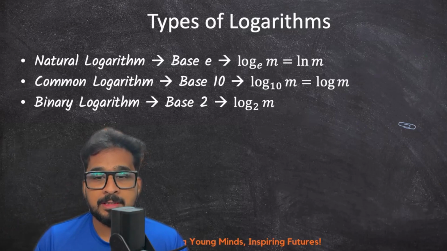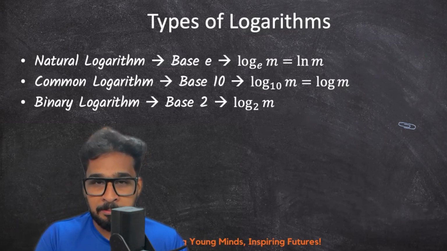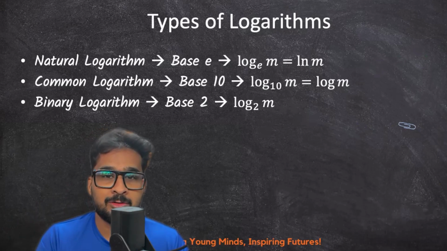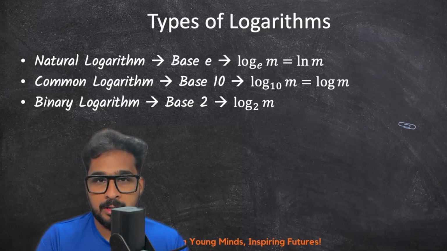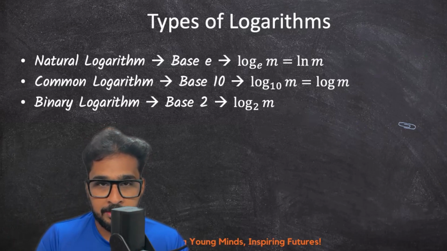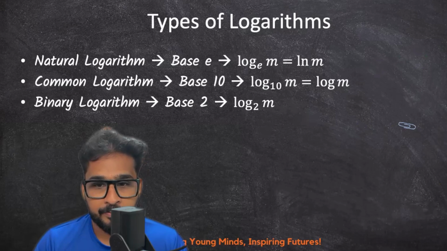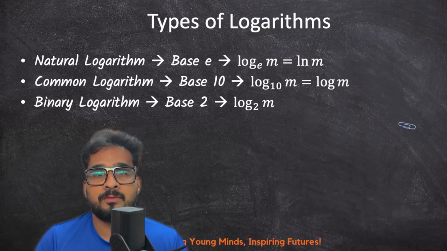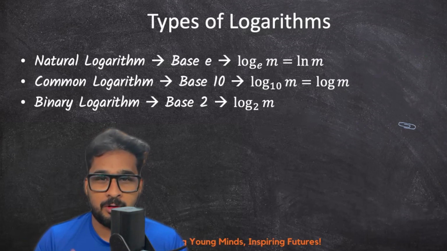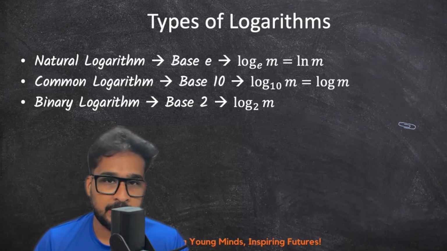The second type is the common logarithm. Common logarithm is simply written as log m, where we need to assume the base to be 10. Simply if we write log 2, that means log 2 with respect to the base 10. Then the binary logarithm, when the base is equal to 2, we will be writing log m to the base 2. That is a form called binary logarithm, which we will be using in computer science related questions.